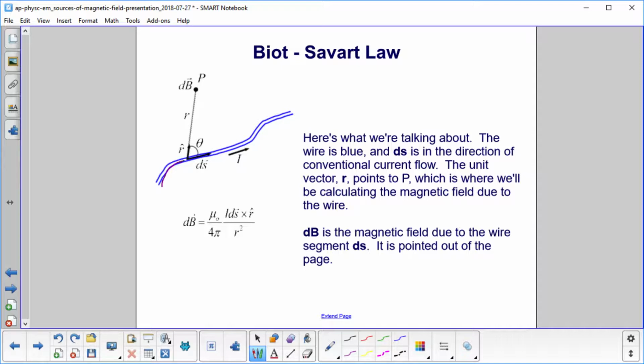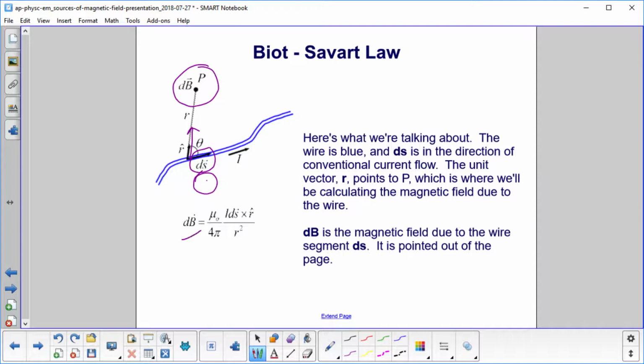The wire here is blue, and we've put a little dimensionality on that so you know it's a wire. Okay, so now that I've shown it to you, we'll just erase my thing there. ds is in the direction of the current flow. That's that little vector there. And the unit vector, r hat, points to P. Here's where we want to find the magnetic field. And you can see how r hat is pointing alongside that radial distance.